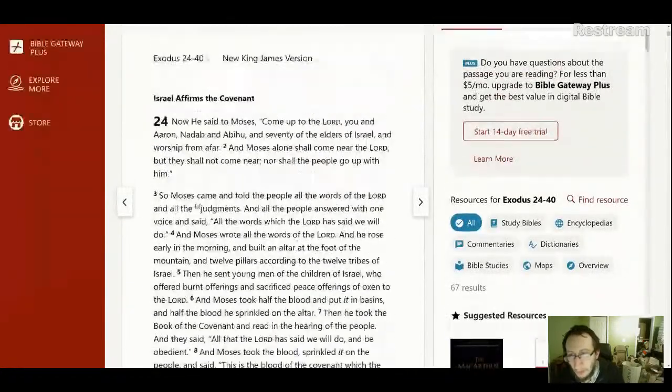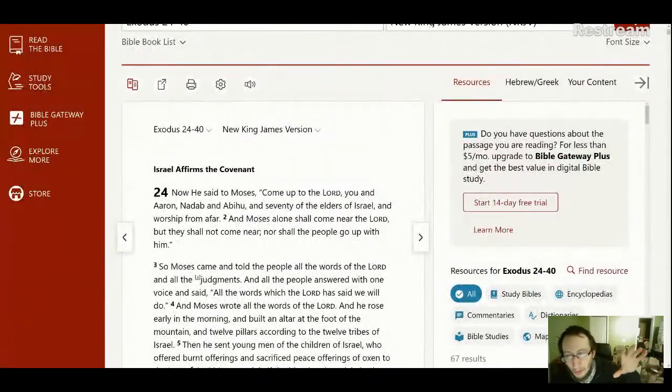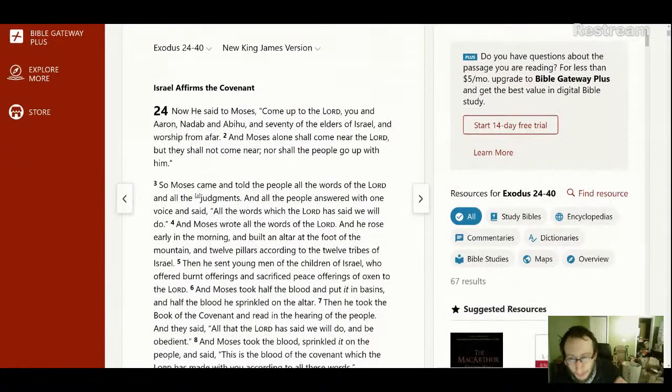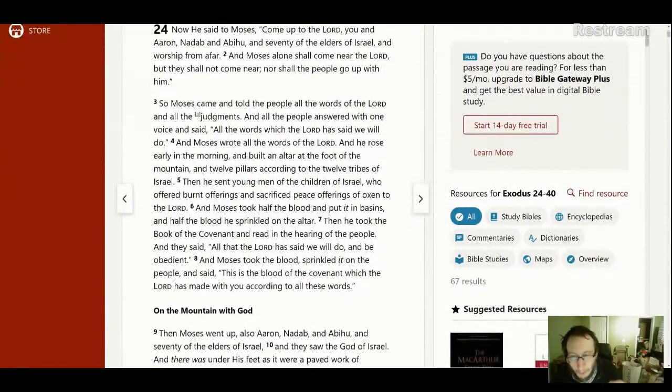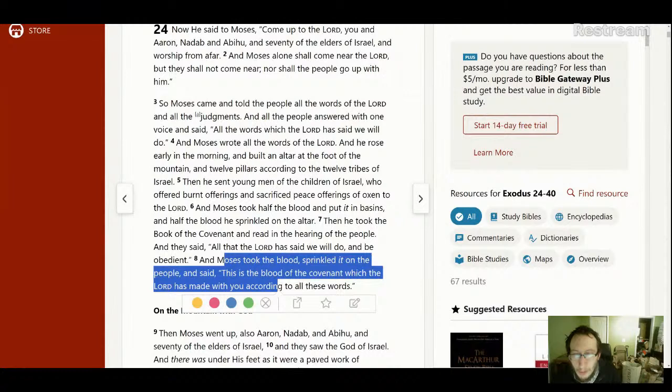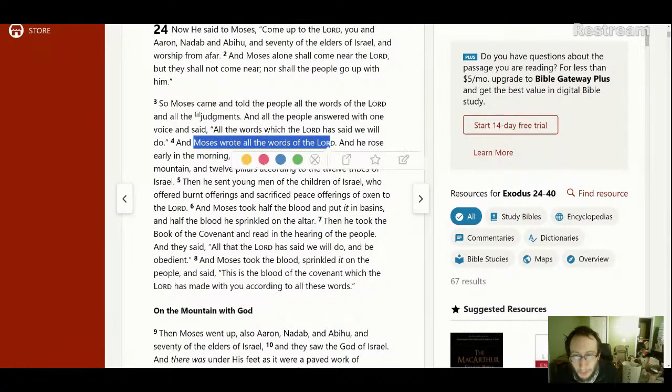So first of all, chapters 20 to 23, the statutes are given. And then Moses writes it in a book, and they affirm the book. So Moses took the blood. This is the blood of the covenant which the Lord has made according to all these words. It says, Moses wrote all the words of the Lord in a book. Okay?